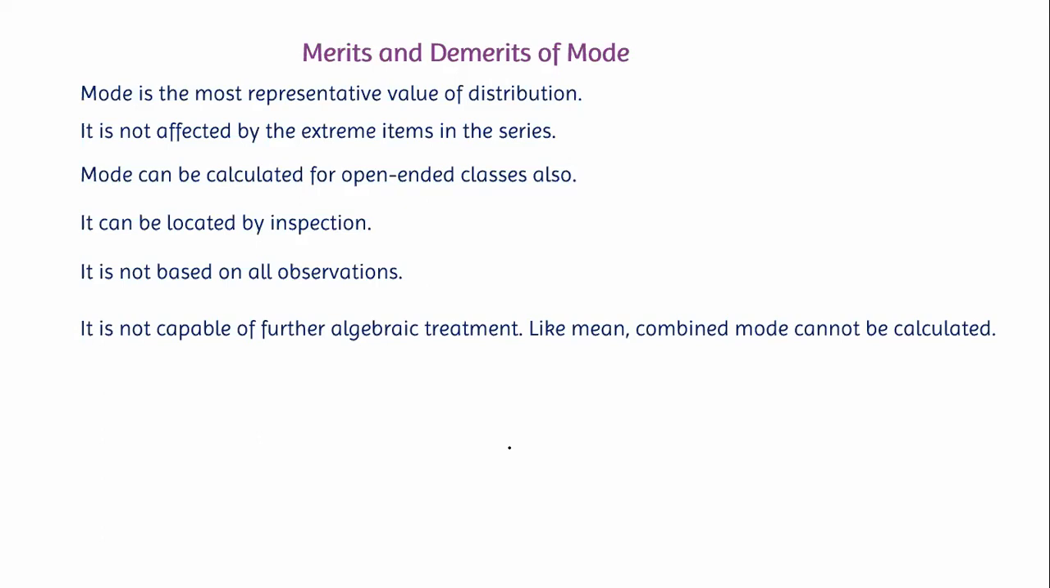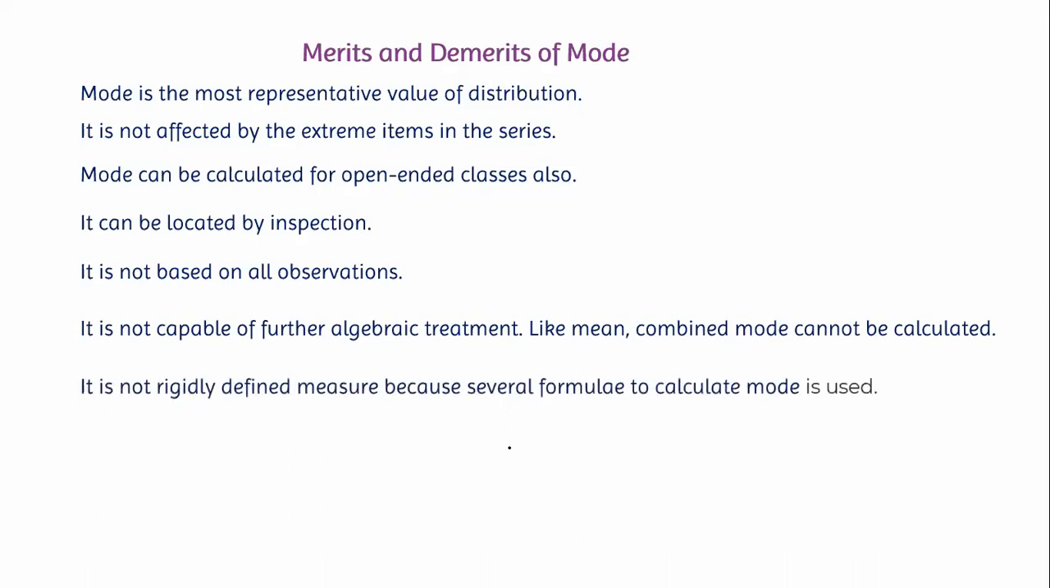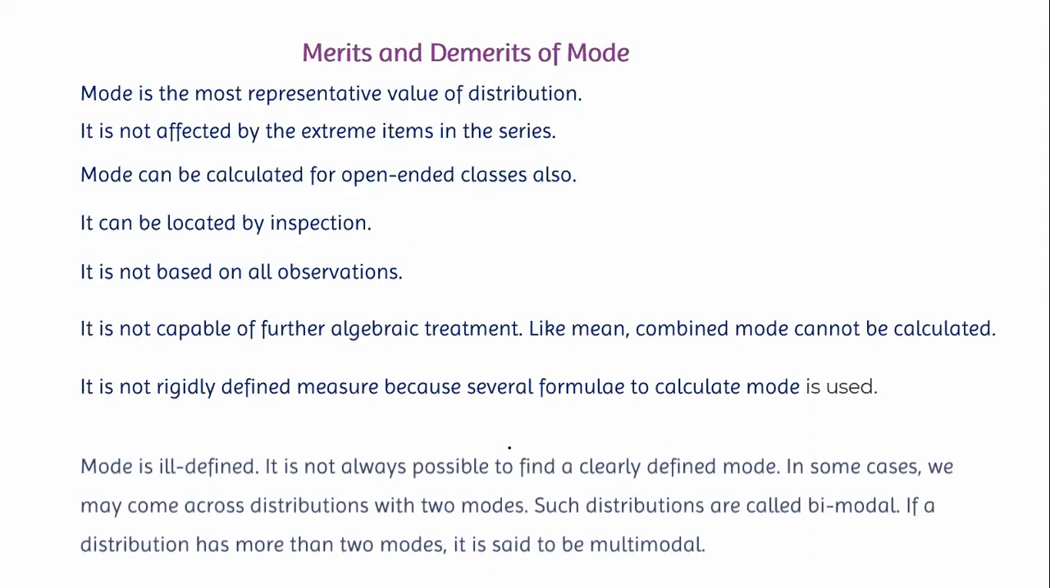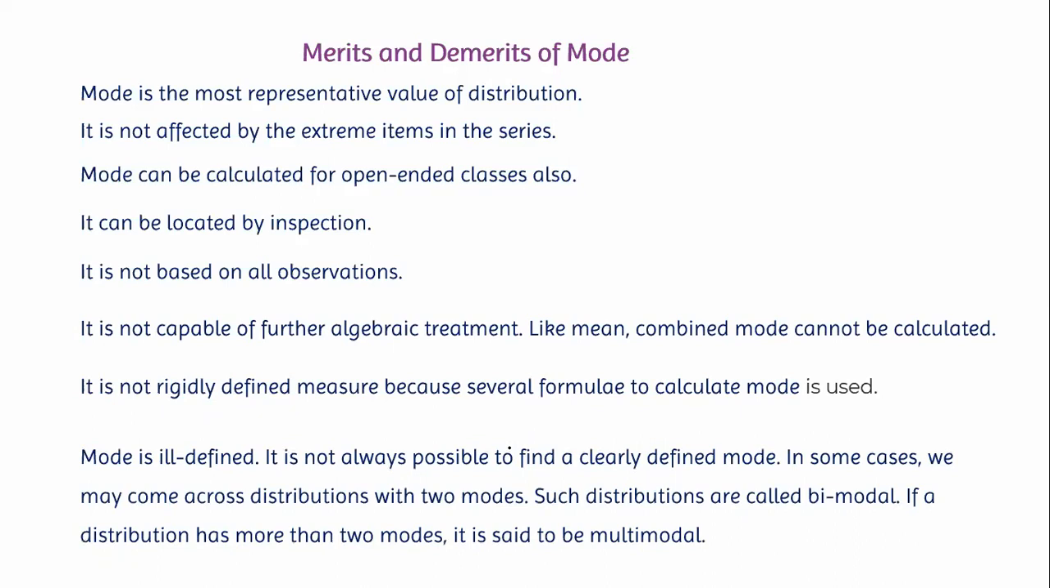Suppose there is arithmetic mean, then the combined mean can also be found like that. Then using mean we can find variance and standard deviation. So many manipulations can be done on arithmetic mean, but that is not possible with mode. Mode is not rigidly defined because there are several formulae for the same, and mode is ill-defined. That is another disadvantage. It is not always possible to find the mode clearly.